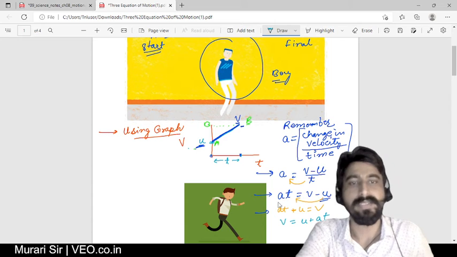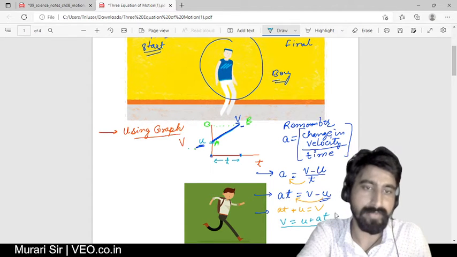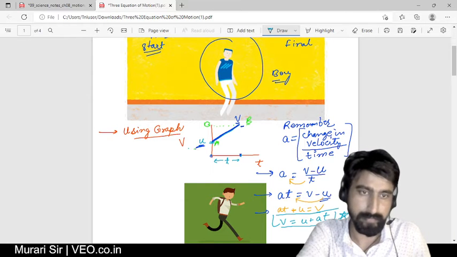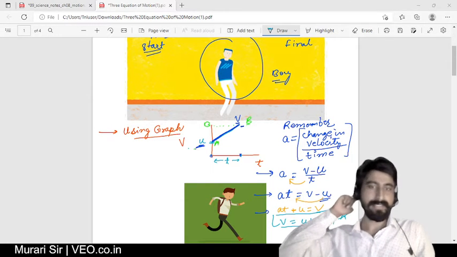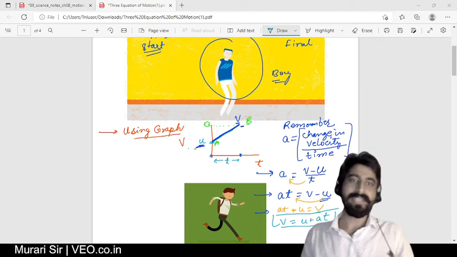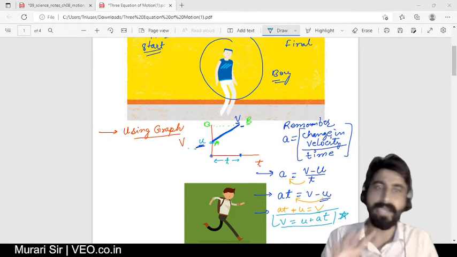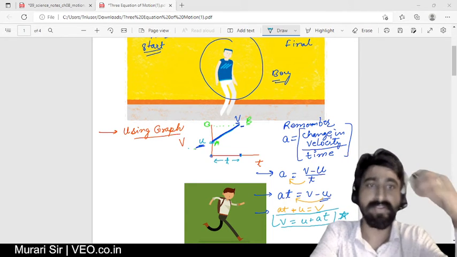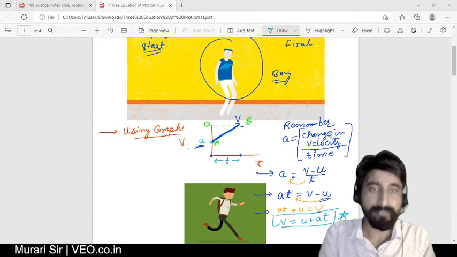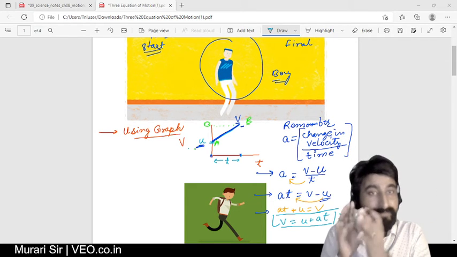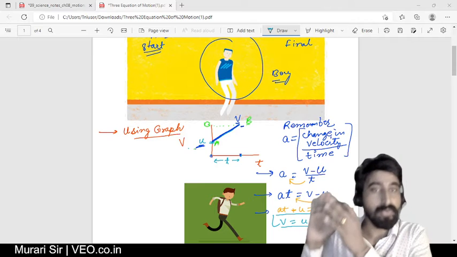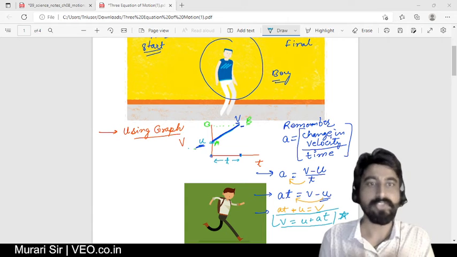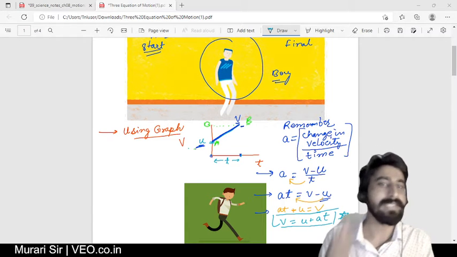This is nothing but our first equation of motion, and you can remember it easily. There is nothing complicated in it. It's very easy to remember, but if it is not visible, I can tell you again. v is equal to u plus at. What is v here? Final velocity after a certain interval of time t. u is the initial velocity at which the object or person was already moving. So the acceleration came out to be the change in the velocity. All right. So the first equation is v is equal to u plus at.